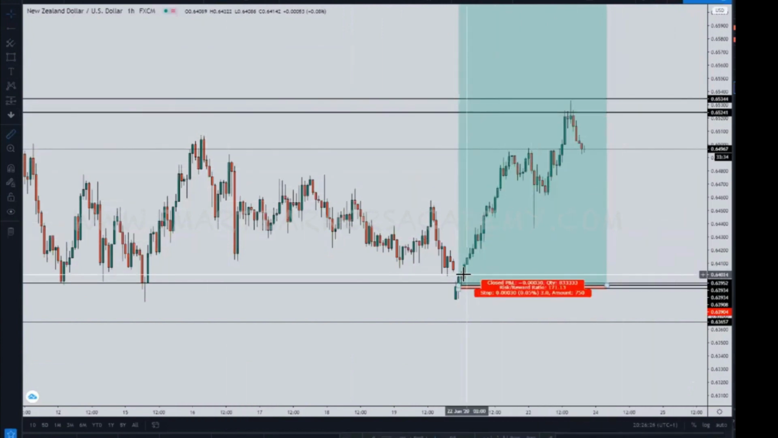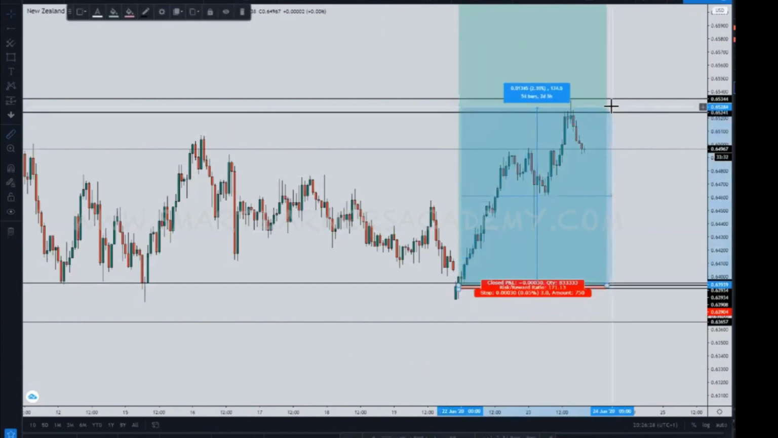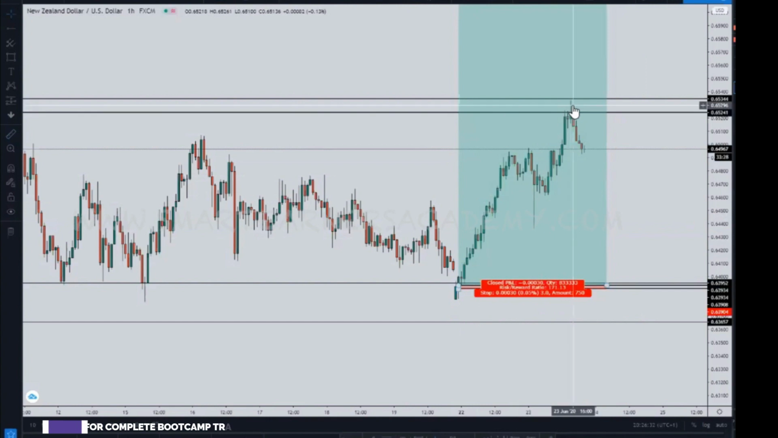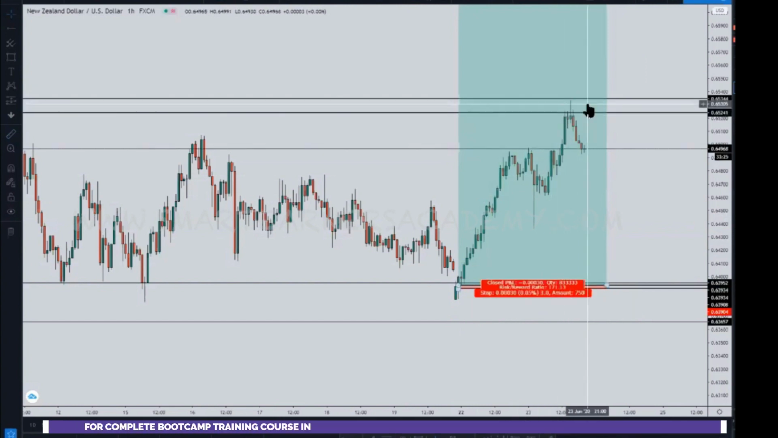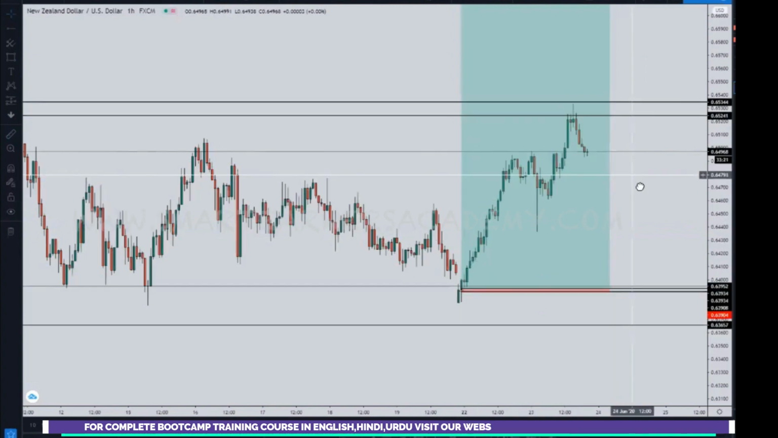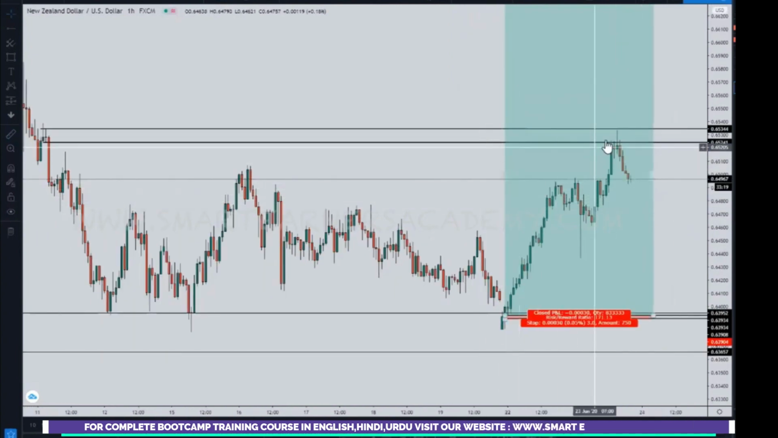How many pips is this? This is about 130 pips, and in just 2 days. Got 130 pips in 2 days, a 1 to 45 risk reward on one pair, on one trade. So I hit that in 2 days, and I'm taking partials.